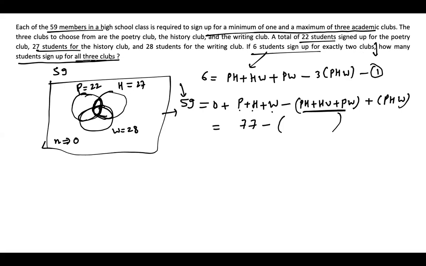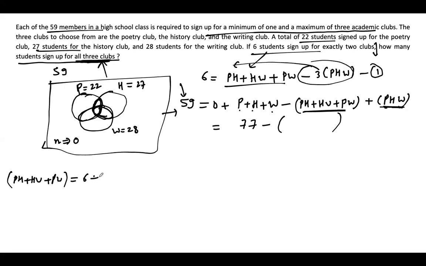Do I know this value? We can get it from the first equation. I want to know the people who signed up for all 3 clubs, P and H and W. Can I just put the value of PH plus HW plus PW from here? If I take this to the left-hand side, it is going to be 6 plus 3 PHW. I'm writing this here: 6 plus 3 PHW, and this is PHW.